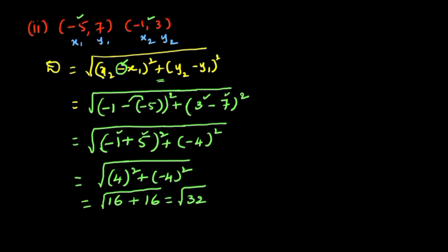So you can leave root 32, otherwise, as I already told you, we will write it as a combination of a perfect square and a non-perfect square also, right? That means 32, you can write as 16 twos are 32. So root 16 into root 2. So root 16 value is 4 root 2.